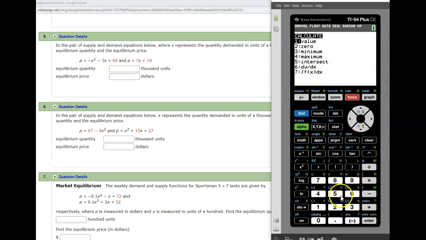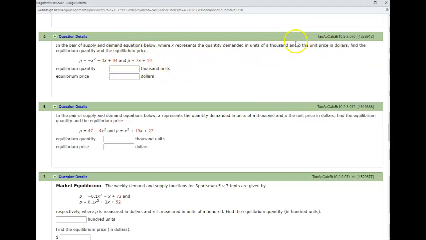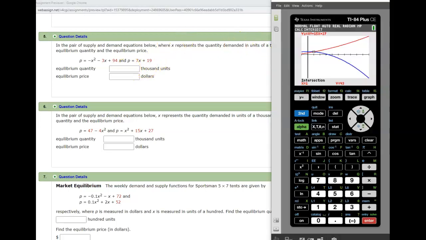We want an intersection, that's 5. First curve, second curve. And you can move a little closer if you're not quite sure here. So I'll move pretty close to where the intersection is, and I can see that my intersection is when I have x equals 1. In this case, 1 is in thousands, and it says so in the problem. So x equals 1, and my y value, the price, is 43.